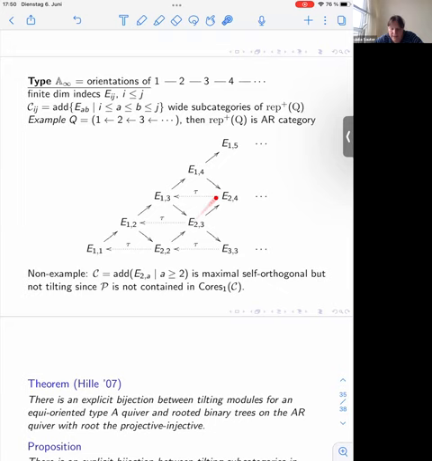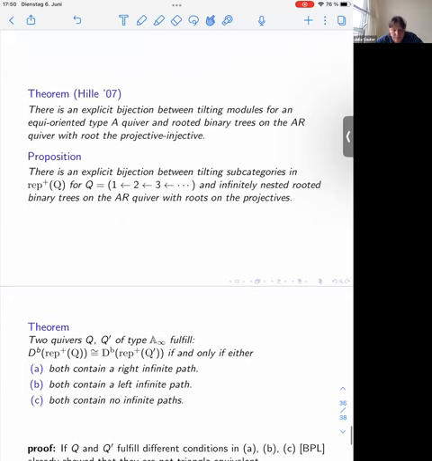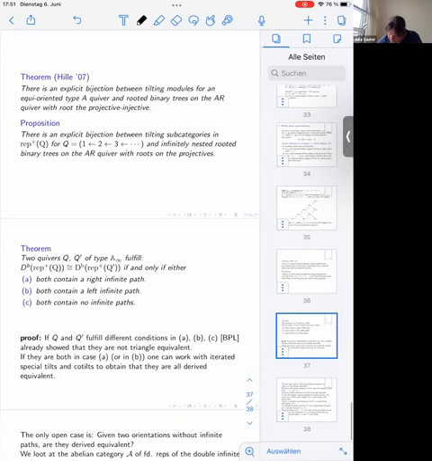On the other hand, if you wanted to add anything to this, then you quickly get a self-extension. It's easy to see the self-extensions in this kind of quiver. This is quite vague. So there's an explicit bijection between tilting modules for A, with A an oriented type A quiver, and rooted binary trees on the Auslander-Reiten quiver with root the projective-injective. I should make a picture, but I'm not sure I'm technically able to do this. Maybe I just draw in the text.